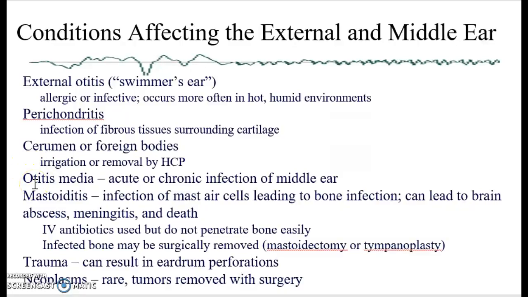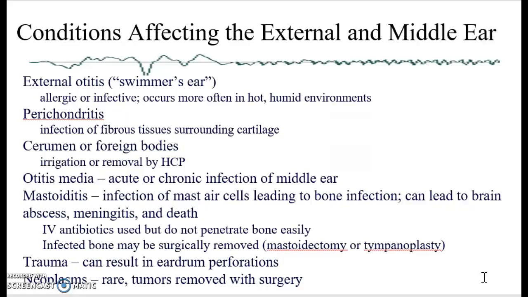Otitis media can be an acute or chronic infection of the middle ear. Mastoiditis is infection of the mastoid air cells that leads to bone infection in the mastoid bone. Because bone infections are often very hard to penetrate with IV antibiotics, it can progress to meningitis and even death and brain abscess. And so often infected bone may have to be surgically removed, and the tissue all around it, called a mastoidectomy or a tympanoplasty, and sometimes those two are done together.